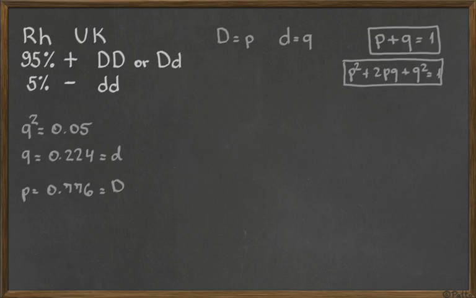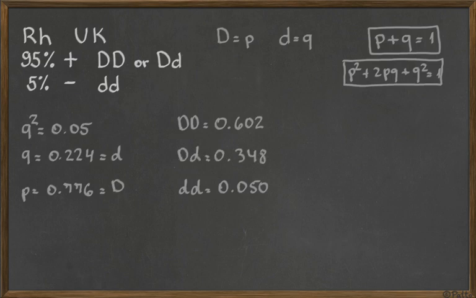Okay, that's the D. The question now is, how many people are Rh positive in the UK but are heterozygotes? So the number of positive homozygotes is going to be p squared, so 0.6 squared, so about 60%. The number of homozygote recessives we already knew, it was 5%, 0.05.